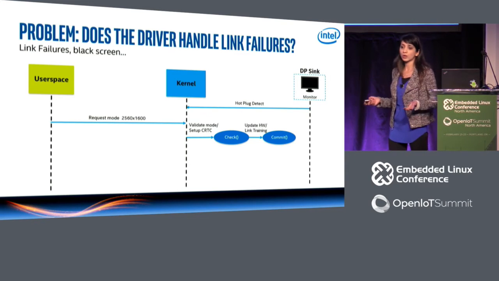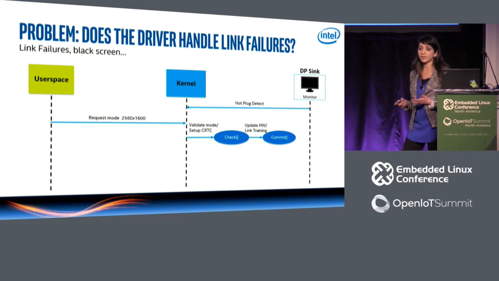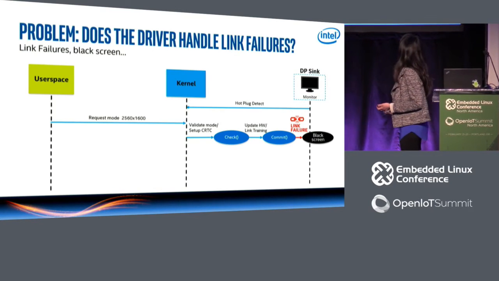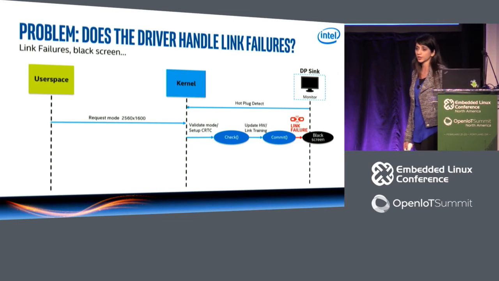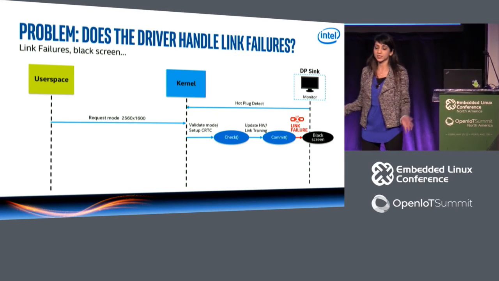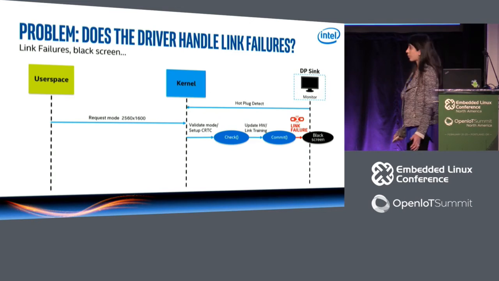But it can very well go wrong, and it can fail because we have never tested the physical capability of the cable before. And what if we get a link failure? That's when we get a black screen. And there is no way that we can send this information back to the user space because the commit phase is never expected to fail. And that was a problem.